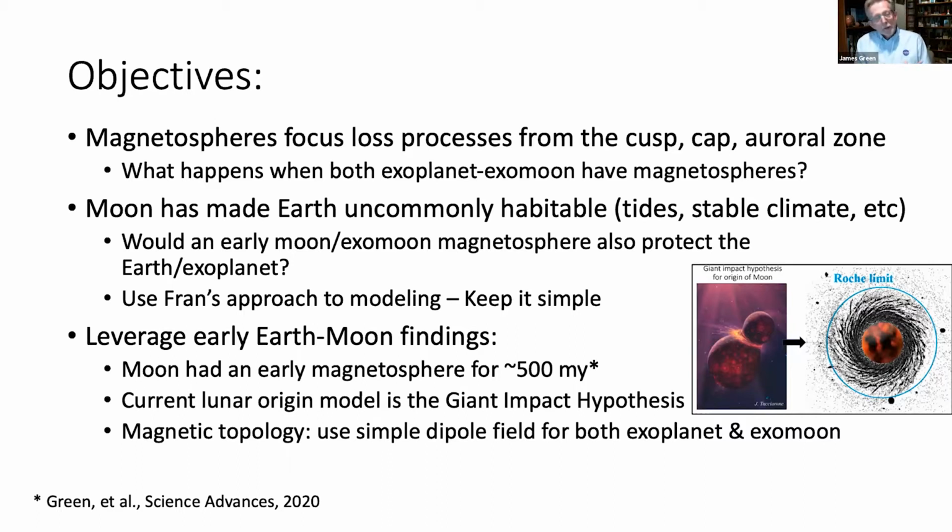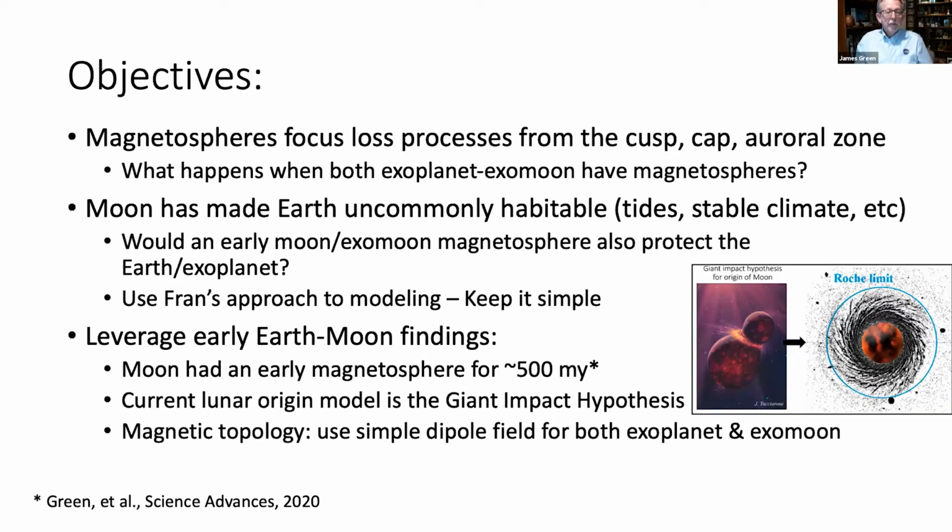If we look at our example, the Earth, our moon has made the Earth what I would call, and many have, uncommonly habitable. It provides tides, provides stability in climate, and also stabilizes our obliquity. And so would an early moon or exomoon magnetosphere also protect that exoplanet? We think we can make some comments on that.